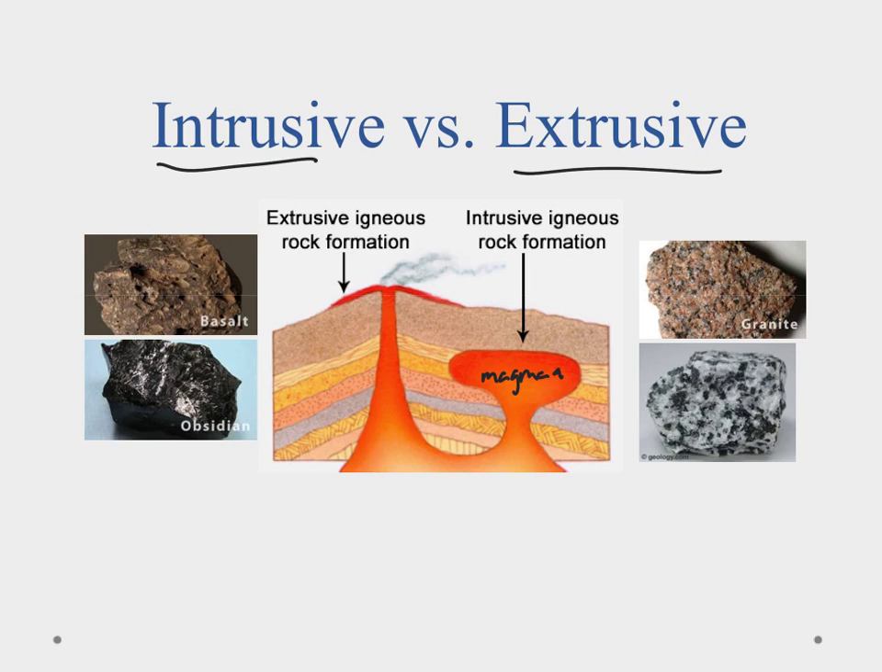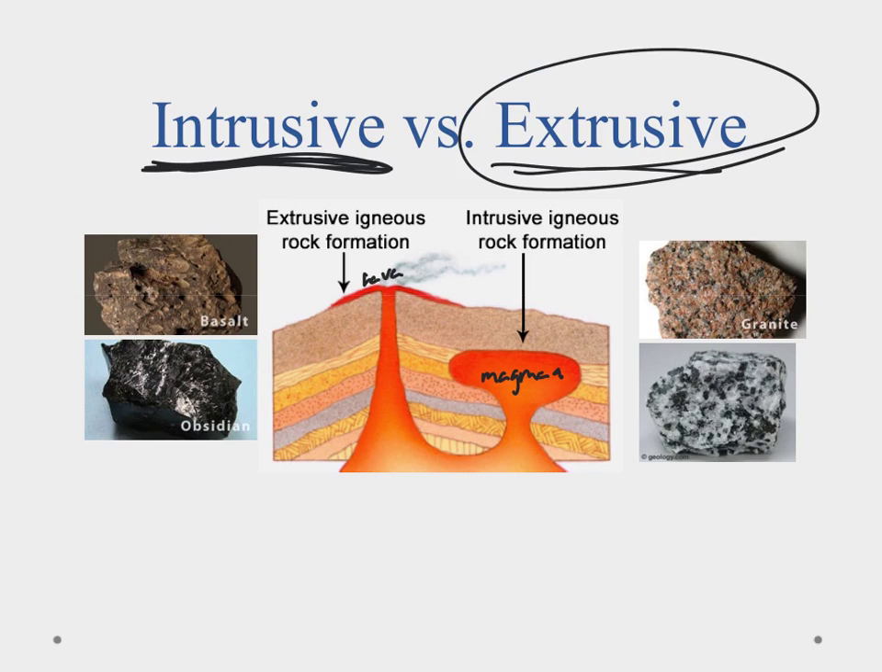Extrusive is when we break the surface and we have lava, and it's going to cool on the surface. So it kind of gives us an idea. Intrusive is going to be from magma inside the earth. Extrusive is going to be outside of the earth. It's going to come from lava and primarily through volcanic activities and things of that nature.